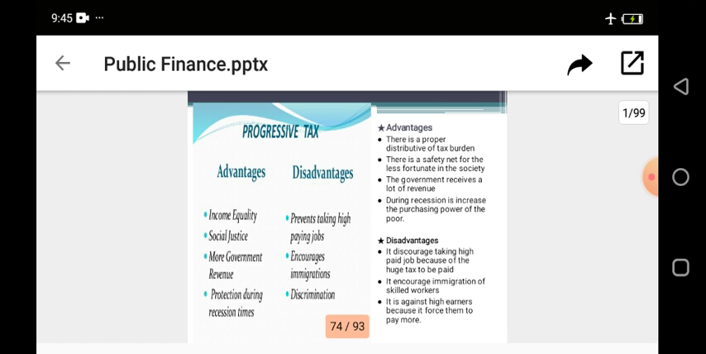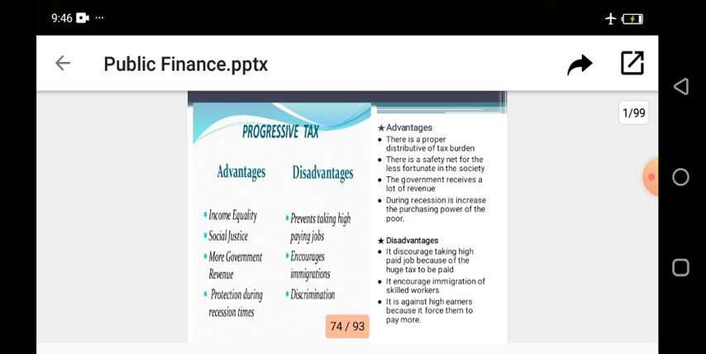So it discourages taking high pay jobs because of the huge tax to be paid. And sometimes it encourages migration. Under migration, we have immigration and emigration. So you see that high skilled labor will be leaving, going to another country or another state as the case may be. Because if the tax is too high, it shows that they are at a disadvantage. So it will encourage them moving from that country to another country.